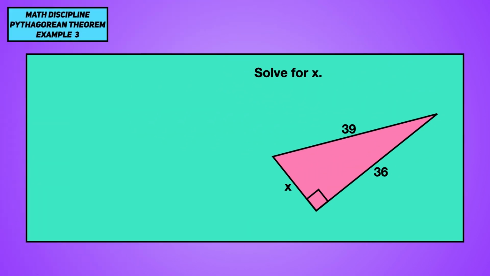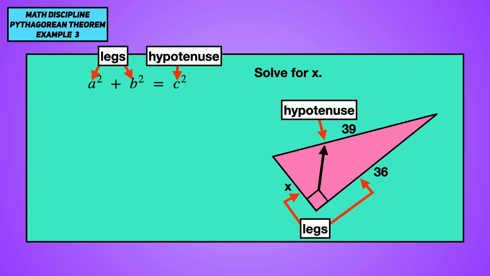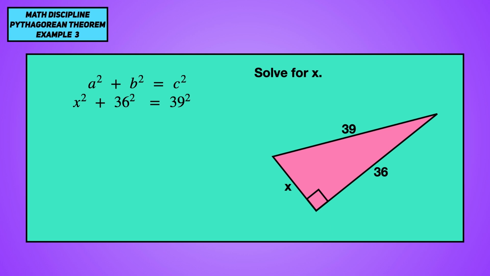For our third example, we have a right triangle, and this time we do know the value of the hypotenuse. Our hypotenuse is 39. However, we only know the value of one of the legs, which is 36. The other leg is unknown, and we have to solve for the value of that unknown leg. In our Pythagorean theorem equation, we're going to substitute the variables a and b with the values of the legs, x and 36. We'll substitute the variable c with the value of the hypotenuse, 39.